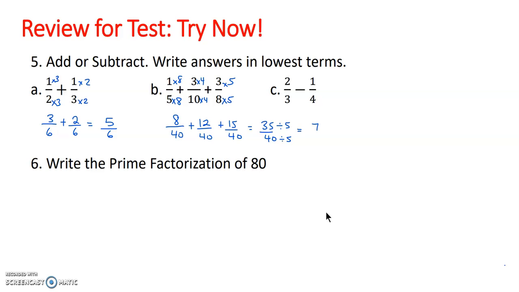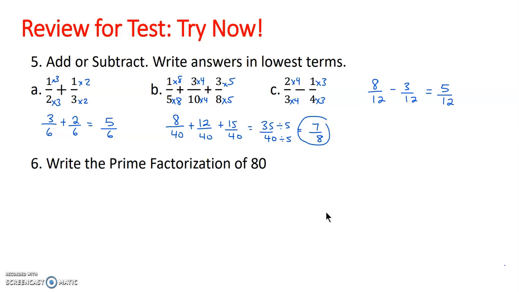So my final answer will be 7/8. For C, I have 3 and 4. Common denominator is 12. I'm going to multiply them by each other and do the same on the numerator. So I'll rewrite over here. 8 twelfths minus 3 twelfths is equal to 5 twelfths.